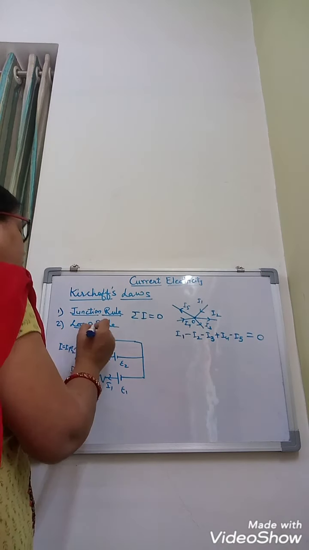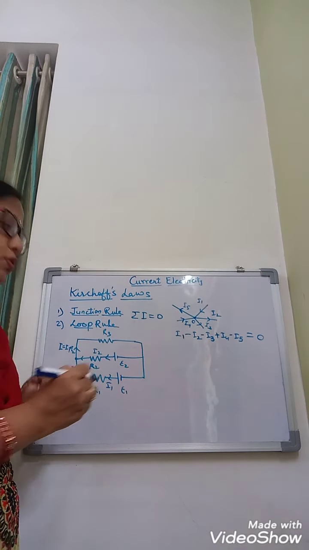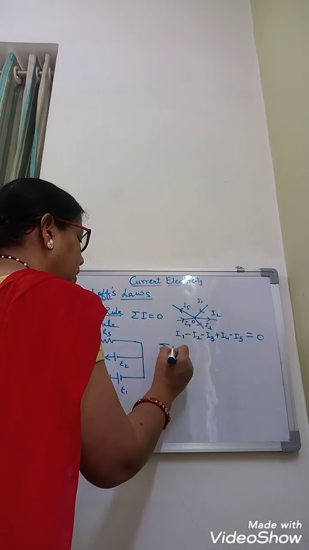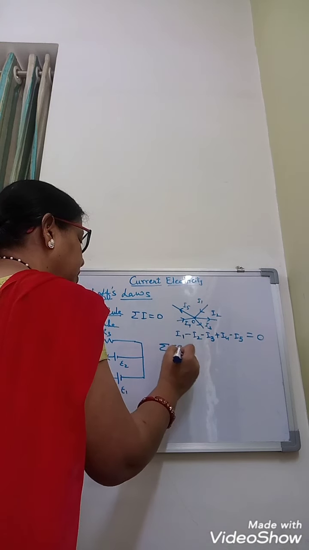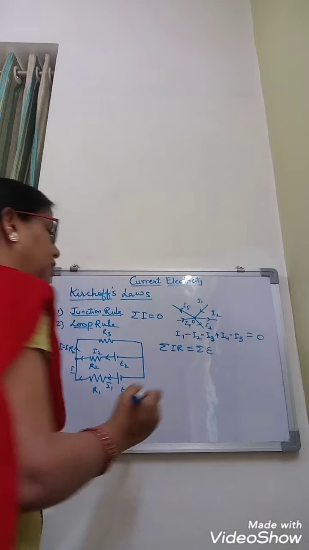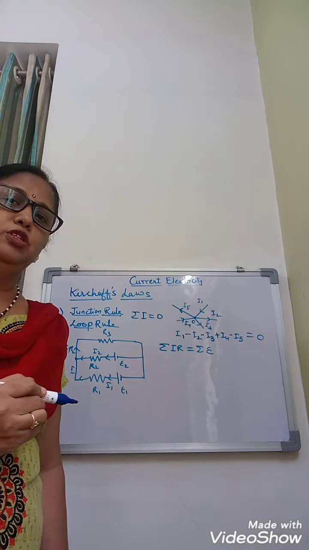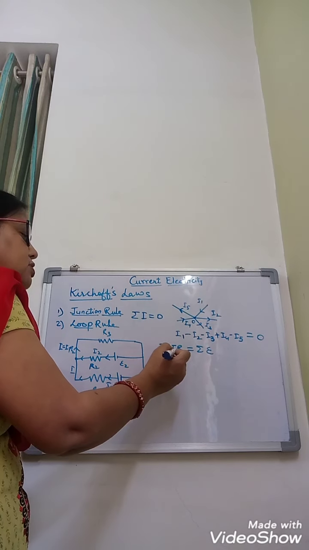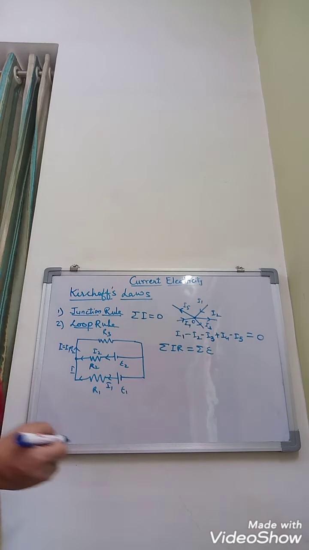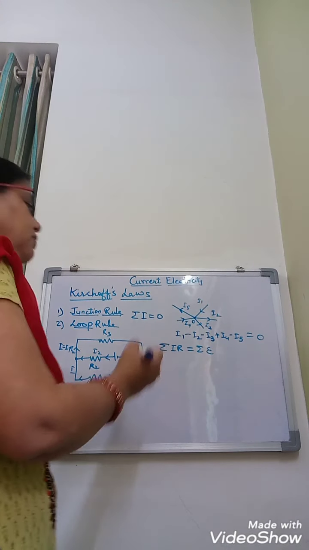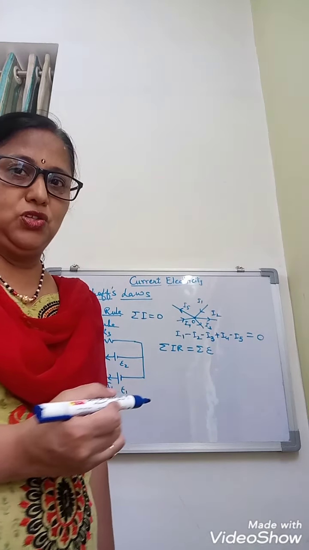Then we have to study what is the loop rule. Loop rule states that the algebraic sum of the current and resistance is equal to the algebraic sum of EMF in a closed loop. So what is the meaning of algebraic sum of current and resistance and algebraic sum of EMF? For this, again we have to take the sign convention.